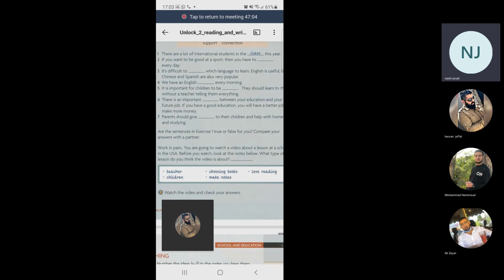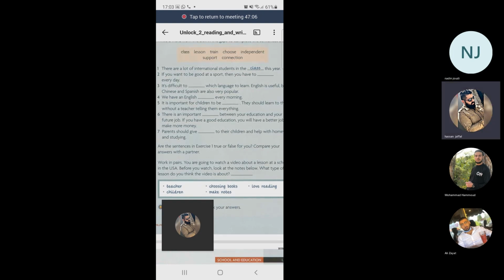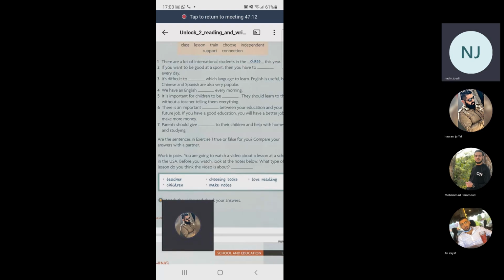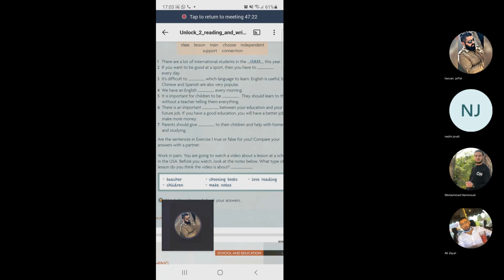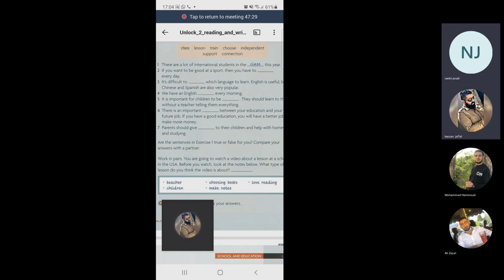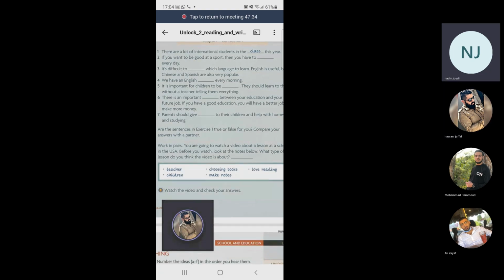Number four, we have an English lesson every morning. The verb here is have. What tense is it? It is present because it's a fact. So it's present because every morning it's a habit. Every morning, habit.